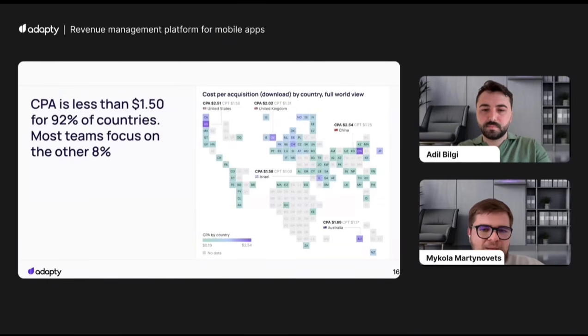That 8% is like 5 or 6 top tier 1 countries where CPA can be $3, $5, or even $10. And it's a possible global opportunity that we want to highlight to you.